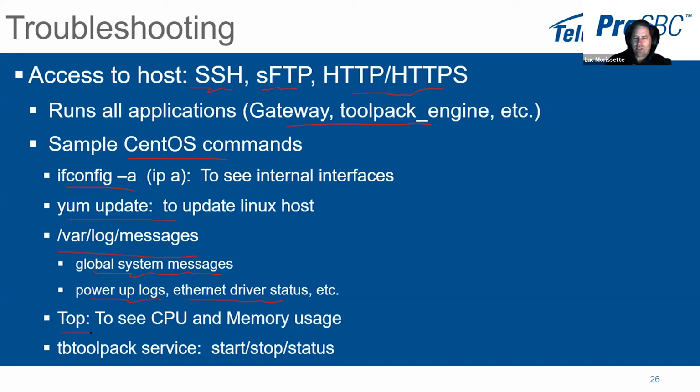You can use the application top to see the CPU and memory usage, but as I told you, you have to be careful here because it doesn't always show the correct information, especially for the TB router application. And all these applications run behind a service, which is called TB Toolbank. And then you can manipulate this service. You just have to be careful here because when you do stop, you will really stop all the applications running on the system. Okay.